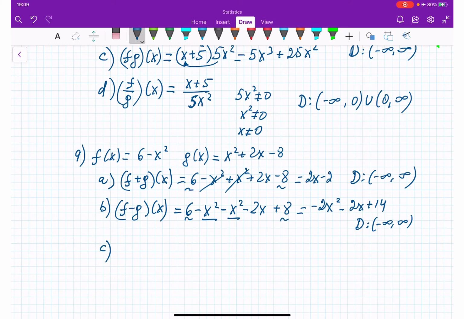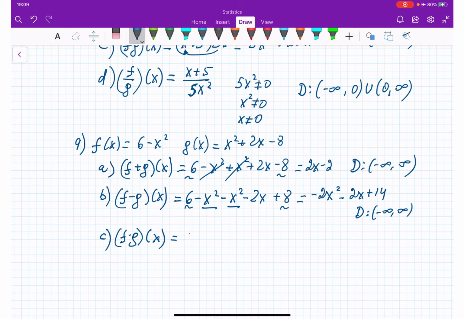Let's see what is in C. F times g is equal to 6 minus x squared, and yeah, that's right, wish me good luck, I'm going to multiply the whole nine yards times x squared plus 2x minus 8. All right, let's get going.